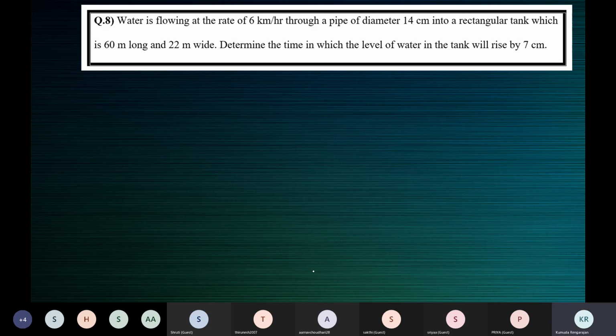Yes, please work, write the equation like we wrote in the earlier one. Volume of the water that flows out of the pipe in 1 hour. Please work and share your answer on WhatsApp.